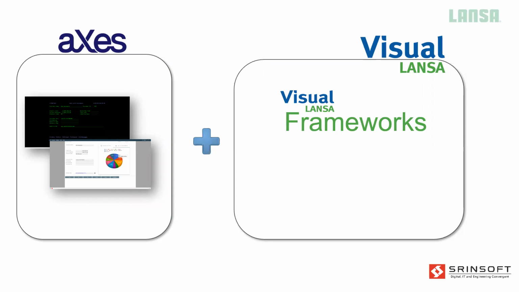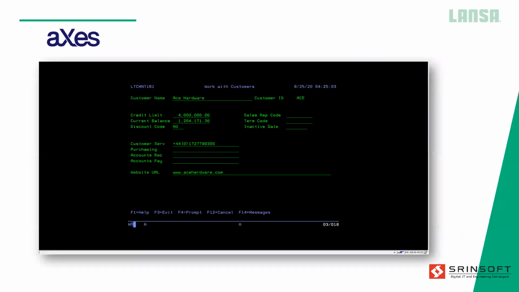Now, the frameworks is exactly as it says on the box. It's a framework onto which developers can build their application. The final component is RAMP. RAMP allows you to plug your Axes refaced screens into the Visual LANSA Frameworks. For the demonstration later, I'll be focusing on how this is done with Visual LANSA. But let's take a more detailed look at each of these elements, starting with Axes.